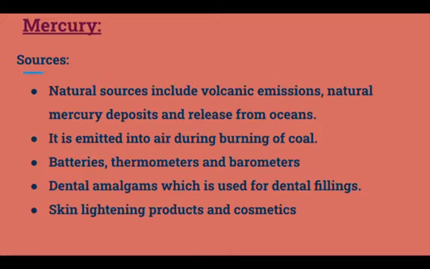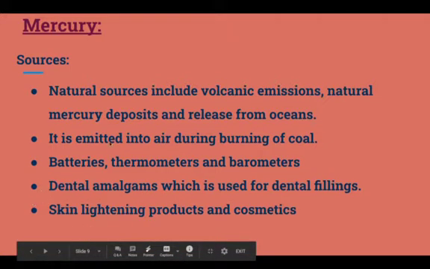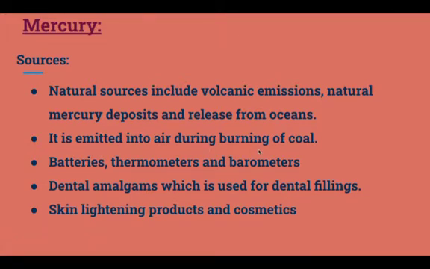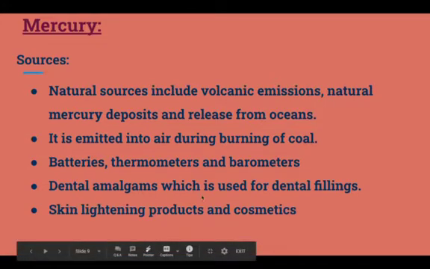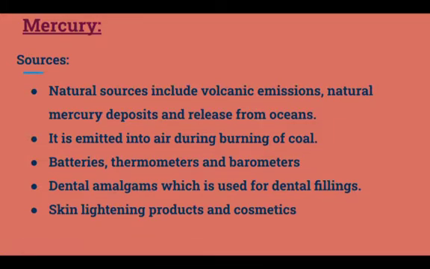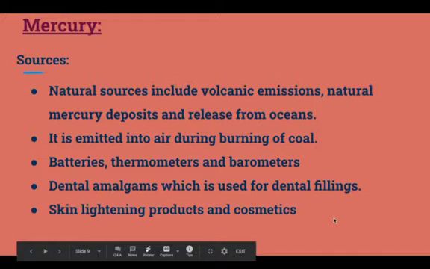Now next is mercury. Water-soluble heavy metals such as lead and mercury are dangerous to humans because our body can't excrete them. The major sources of mercury include volcanic emissions, natural mercury deposits and release from oceans. It's also emitted into air during burning of coal. Then batteries, thermometers and barometers which are used in the laboratories are all sources of mercury. Dental amalgams used for dental fillings are also an important source of mercury. Skin lightening products as well as cosmetics are also sources of mercury.